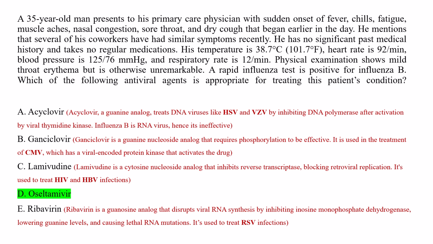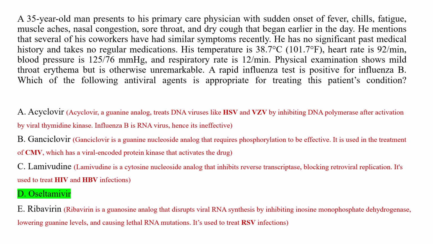And option C is incorrect because lamivudine is a cytosine nucleoside analog. It inhibits reverse transcriptase, an enzyme which is required for retroviral replication and is used in treatment of HIV and hepatitis B virus infections. Lamivudine targets reverse transcriptase, which is not present in influenza virus. Hence, it is ineffective in the cases of influenza.